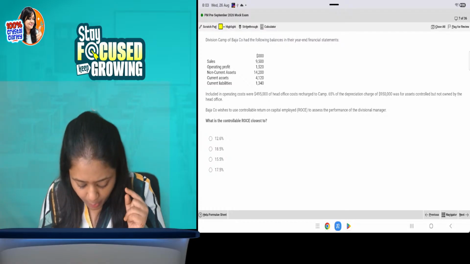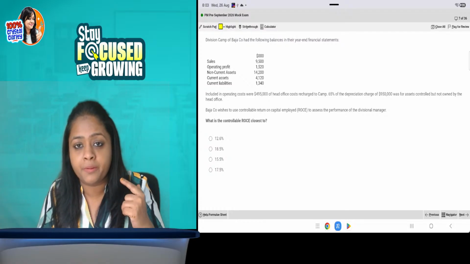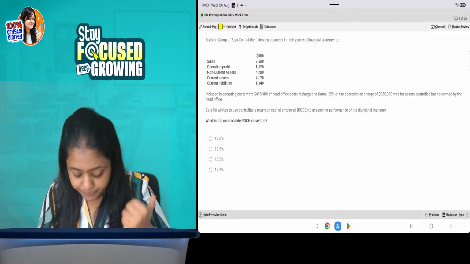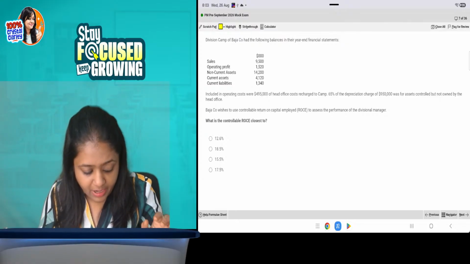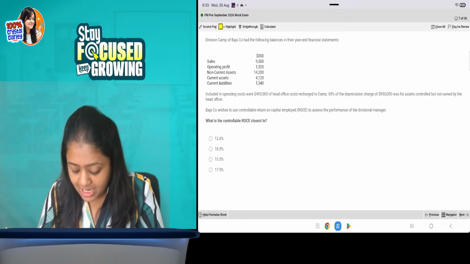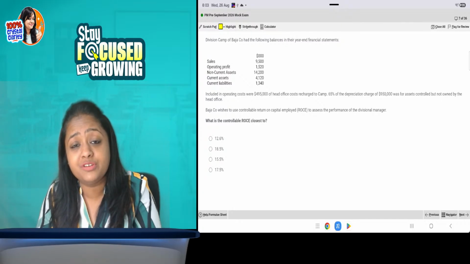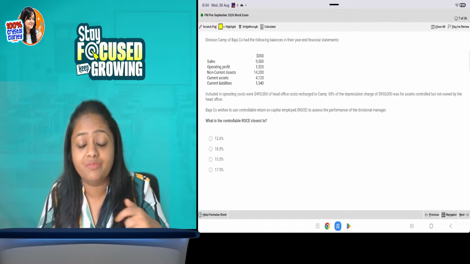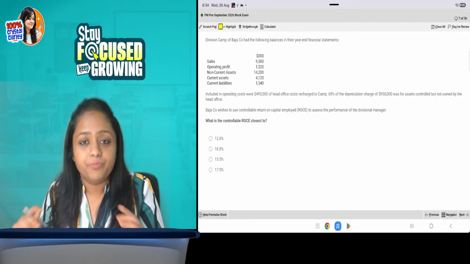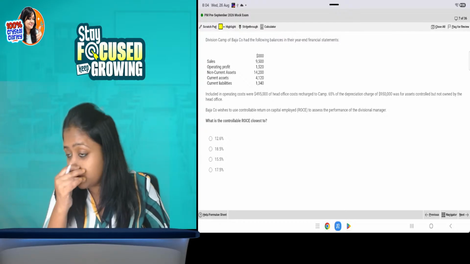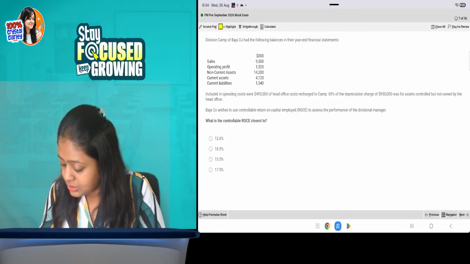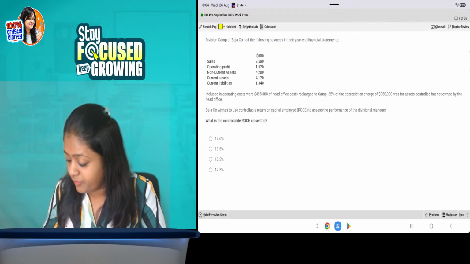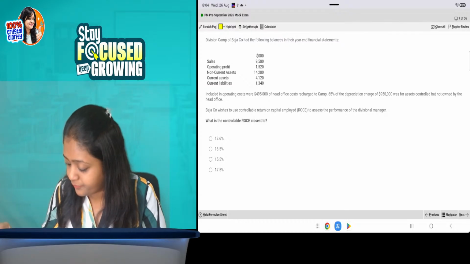Now, included in operating costs, which is used to calculate operating profit and which is used to calculate ROCE. So all these are related. 495,000 of head office expenses are recharged to the camp. Okay, that means the head office expenses are allocated to this. So since it is a controllable profit that we have to calculate, we will add back the head office expenses, right? So that we are getting the controllable profit. Let's start. So my operating profit is 1520, correct? On 1520, we will add back 495, figures in thousands.